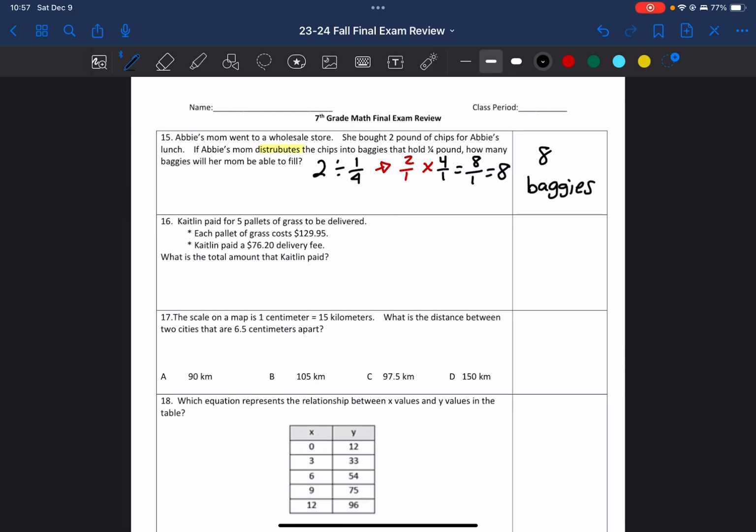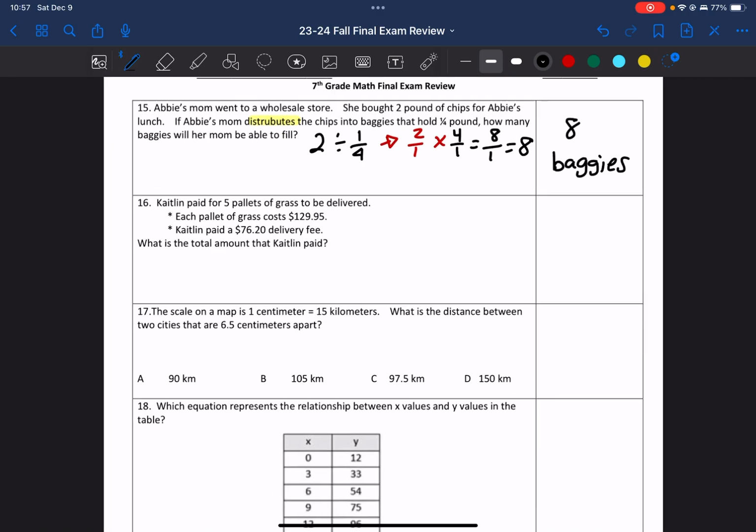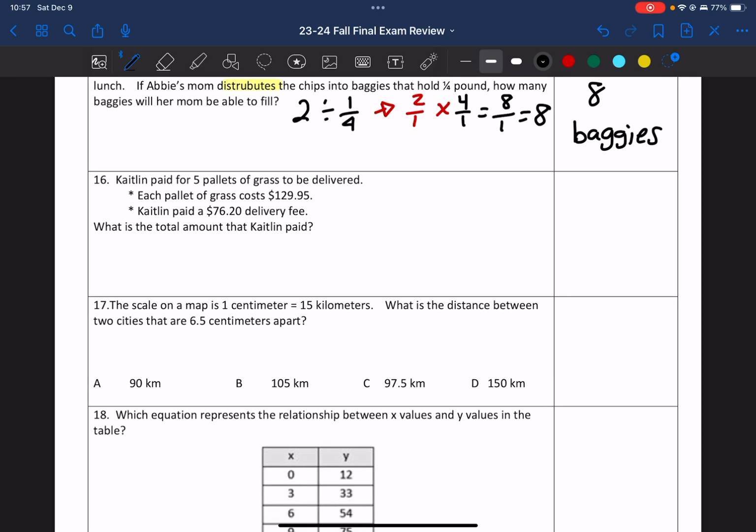Okay, cool. Caitlin paid for 5 pallets of grass to be delivered. Each pallet of grass costs $129.95. Caitlin paid $76.20 in delivery fee. What is the total amount that Caitlin paid? This is pretty easy and simple, right? So if each pallet costs $129.95 and she bought 5, all you're doing is $129.95 times 5.